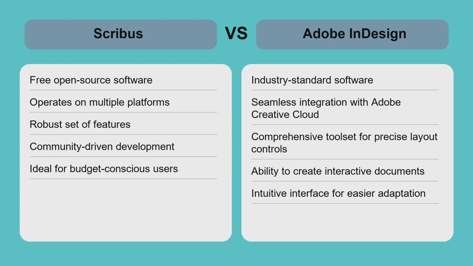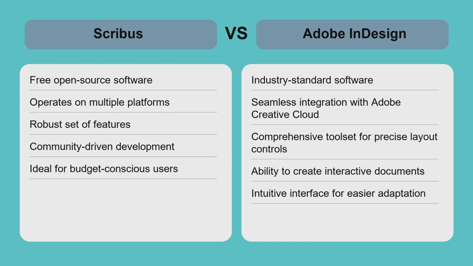Feature comparison. When comparing Scribus and InDesign, the differences become apparent in several key areas. In terms of pricing, Scribus stands out as a cost-effective solution, while InDesign's subscription model may deter budget-conscious users. In terms of usability, InDesign offers a more intuitive interface, making it easier for newcomers to adapt. Scribus, while powerful, requires a deeper understanding of desktop publishing principles, which may slow down the initial learning process.